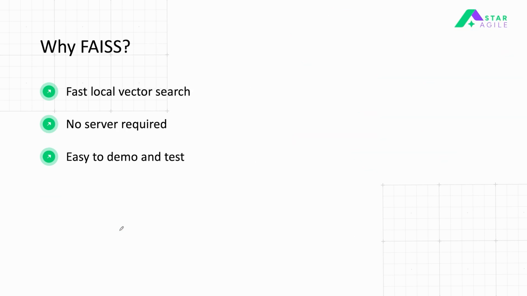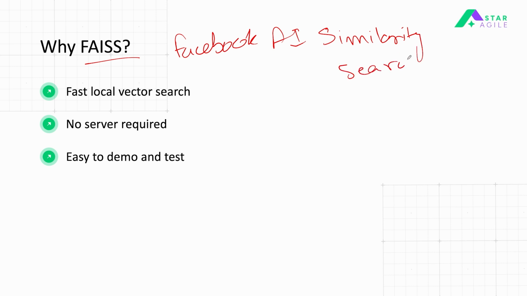Now talking about the vector store that is recommended, it is FAISS. FAISS is developed by Facebook, which stands for Facebook AI Similarity Search. Right, so that's the full form for FAISS.